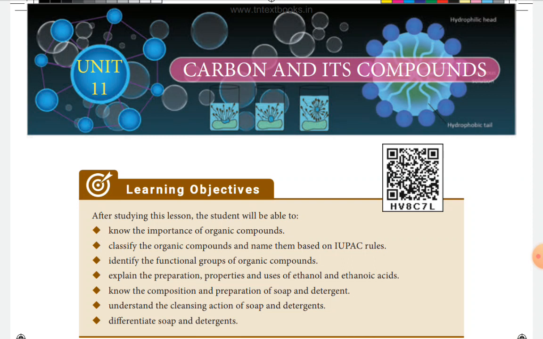Also, you learned who named carbon. Are you able to remember who named carbon? Antoine Lavoisier named carbon from the Latin word carbo, C-A-R-B-O. What is the meaning of carbo? That means coal. Because the main constituent of coal is carbon.